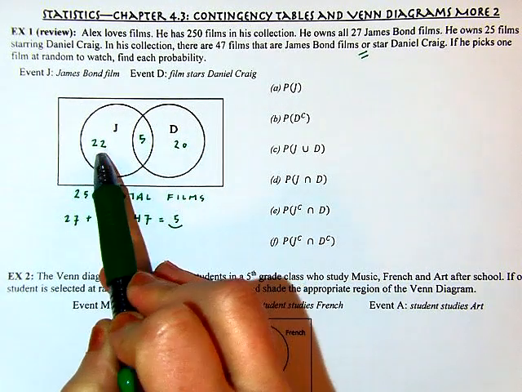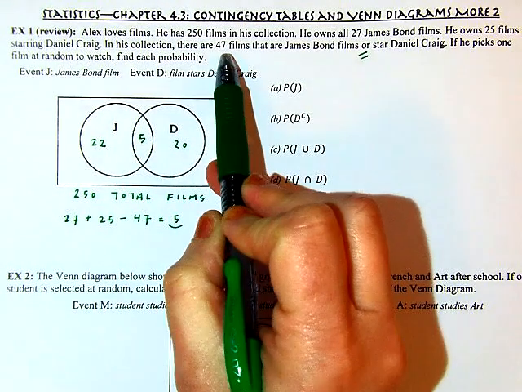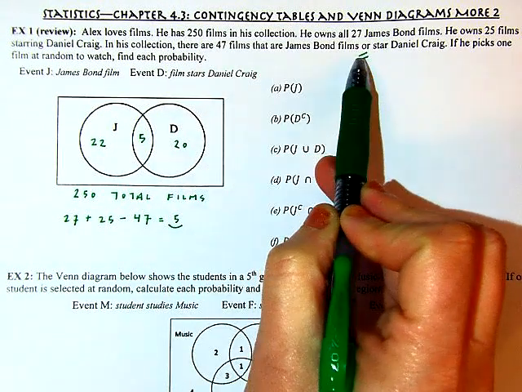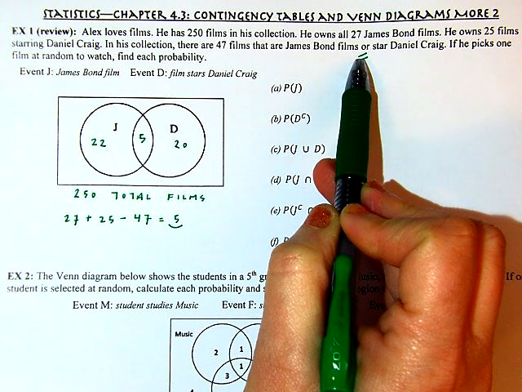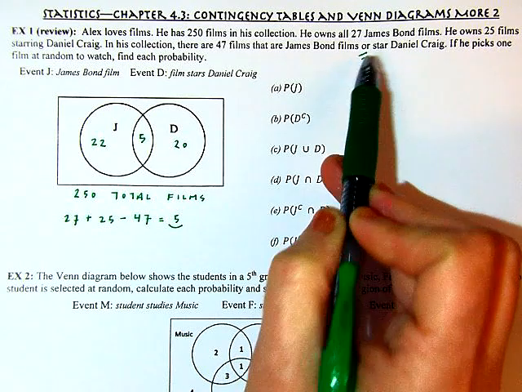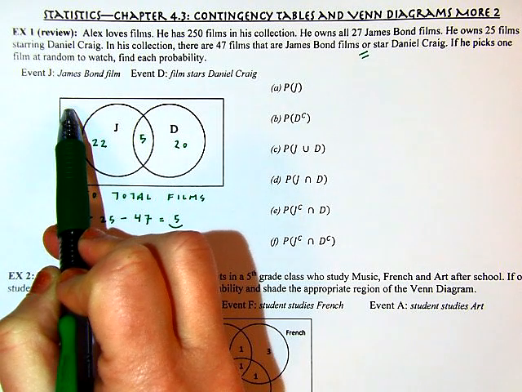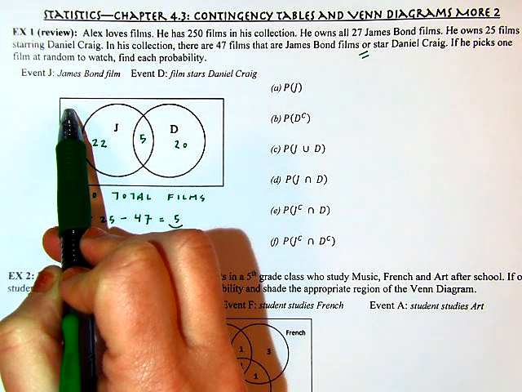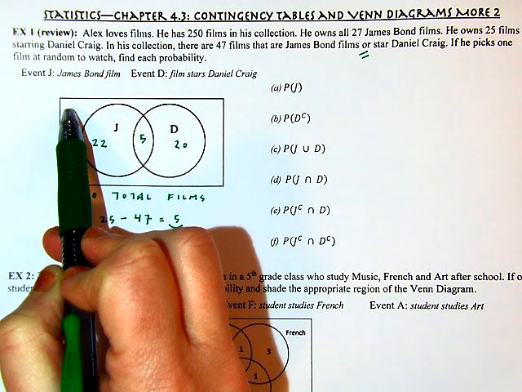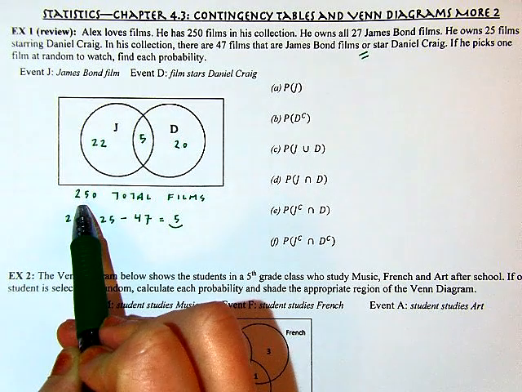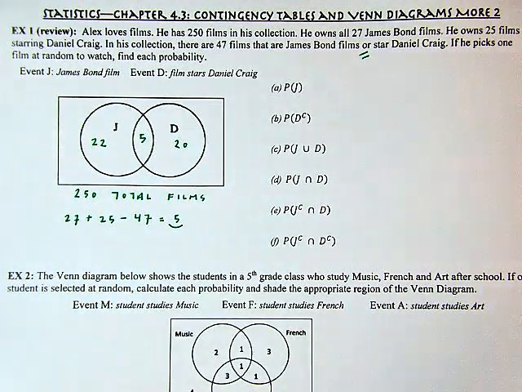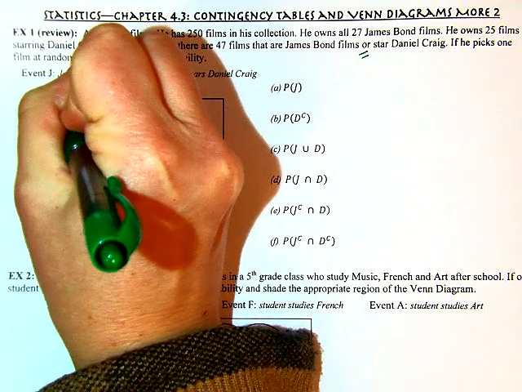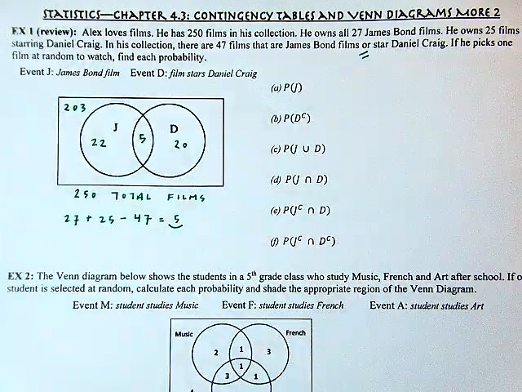And if I add those up really quickly, that sums to the 47 that is my or, right? It could be either or. It could be one of these things or both of them. So now I always like to calculate this space over here as well. It's my leftover. It's the no to both things. So if I take my 250 total and I subtract that 22, the 5, and the 20, I end up with 203 in this space out here.